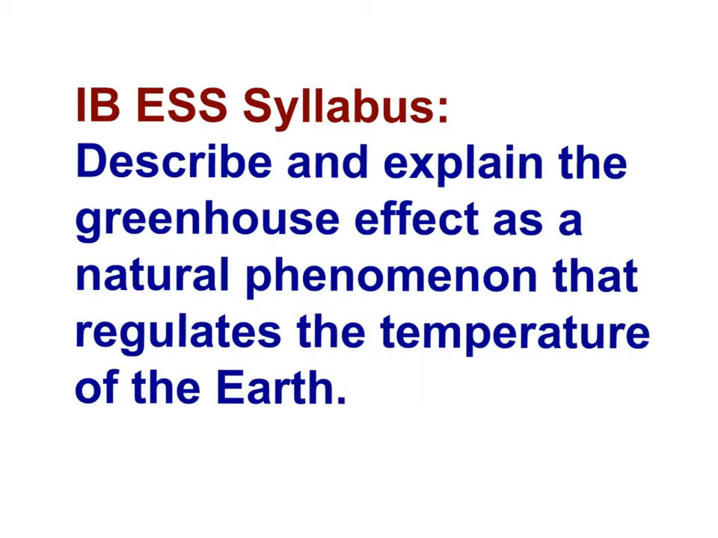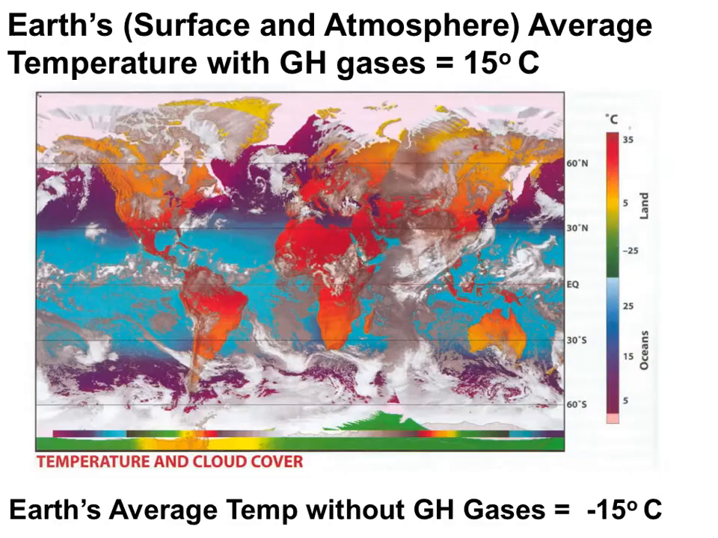At this point, you should be able to describe and explain the greenhouse effect as a natural phenomenon that regulates the temperature of the Earth. Without greenhouse gases, the average temperature of the Earth would be a cold -15 degrees C. With greenhouse gases, the Earth is a comfortable positive 15 degrees C.